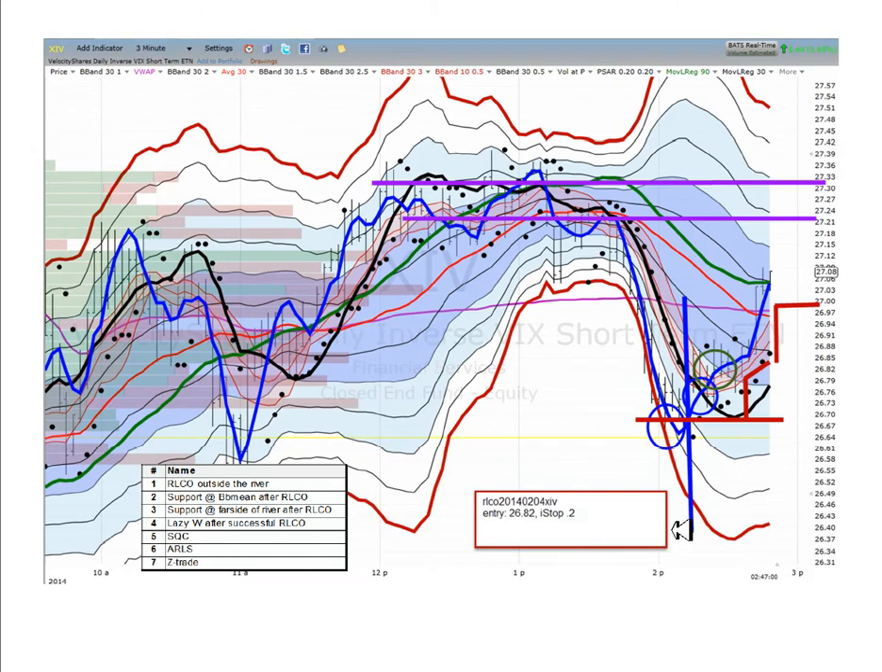This is the next day, February 4th, 2014. This was a tradable move intraday, but I want to show an afternoon trade. This is at 2 p.m. Eastern. And so we had an RLCO up, gets to the maximum favorable excursion, RLCO down, collapses outside of the river. This is a Z-score trade.